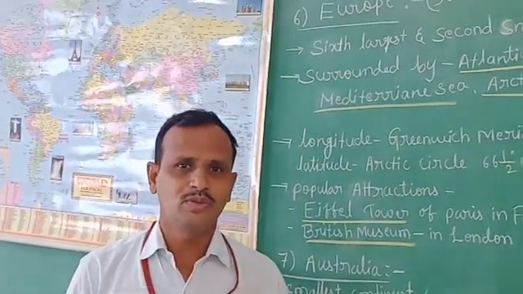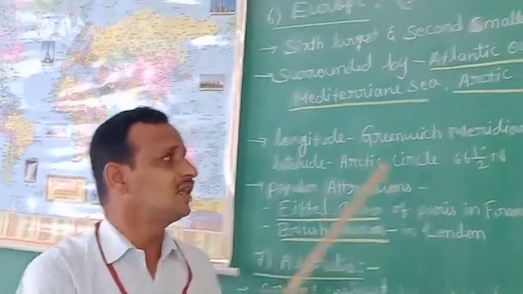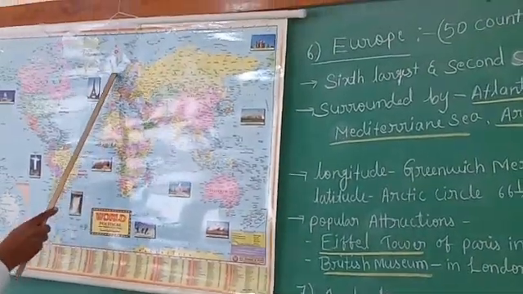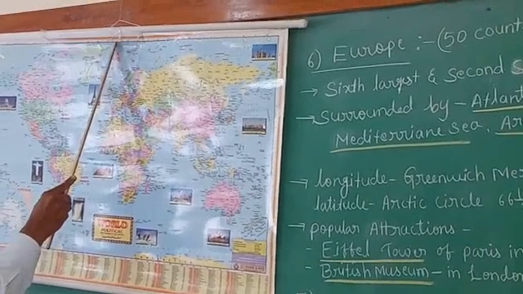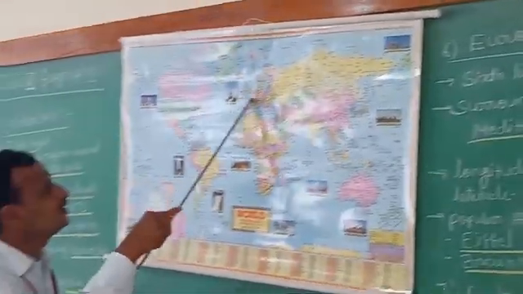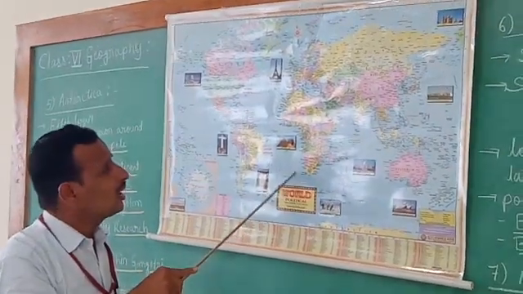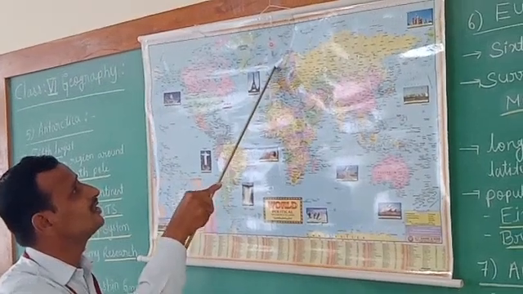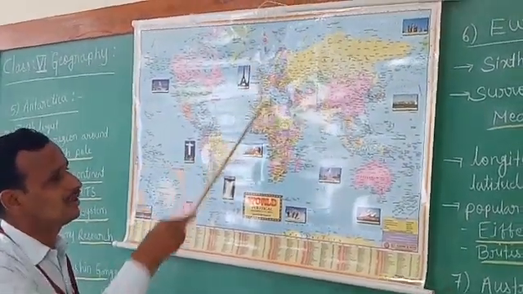Which continent? Europe continent. The first one is the Greenwich meridian. You will see the map, children. Here this is the Greenwich meridian. It is 0 degree longitude. Children, this is the Greenwich meridian. This line passes through Greenwich in London. This is 0 degree.